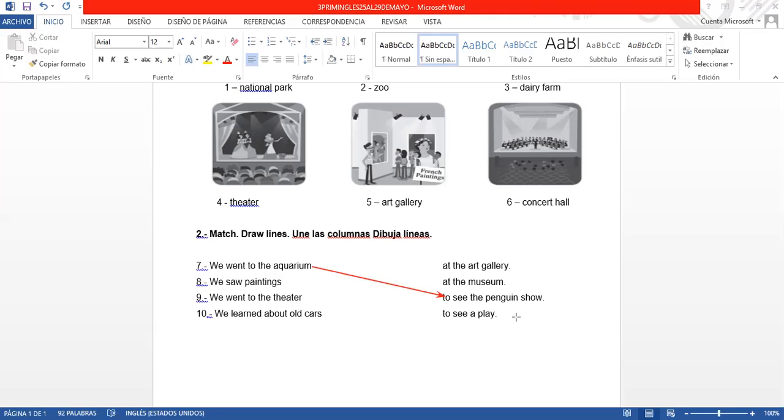For number 8, we have paintings, works of art. That's going to be an art gallery.